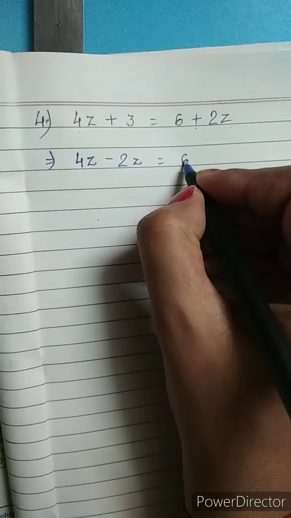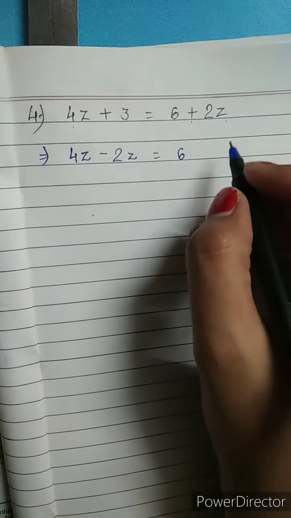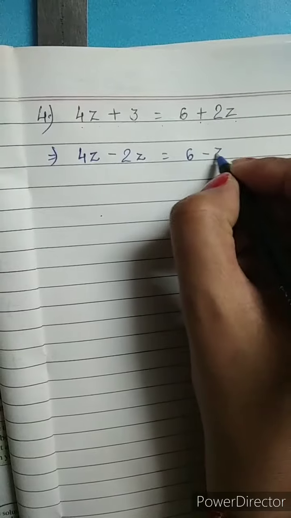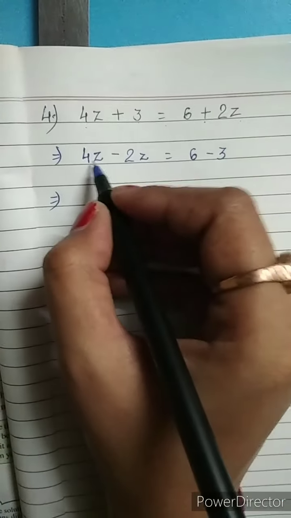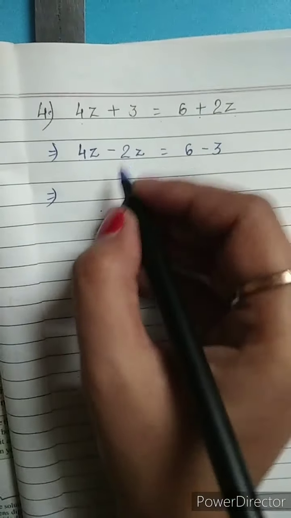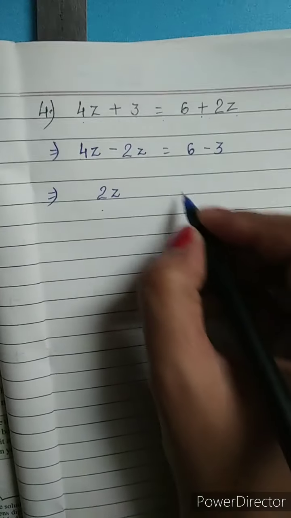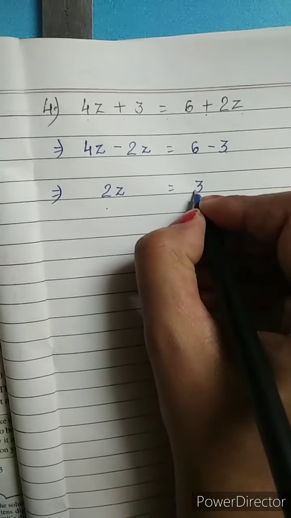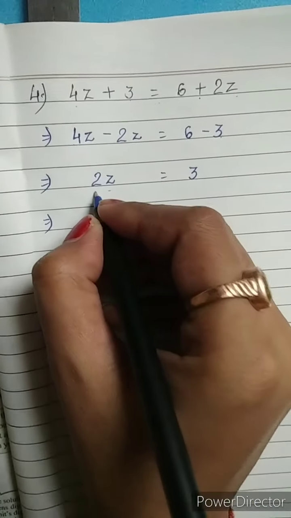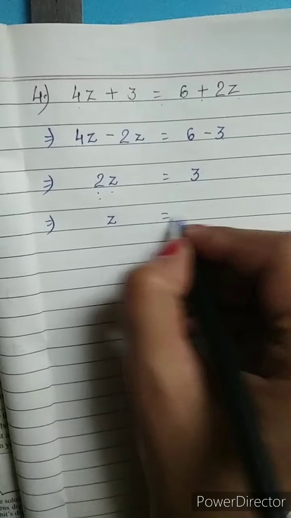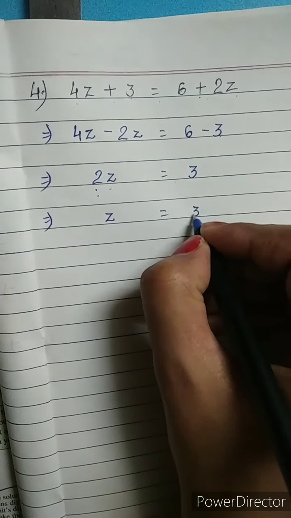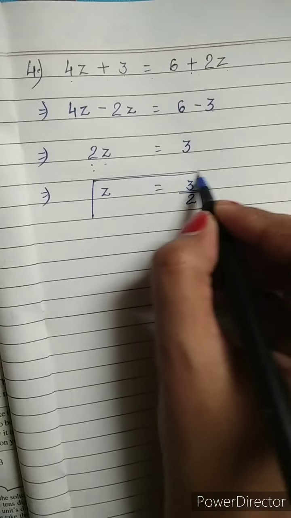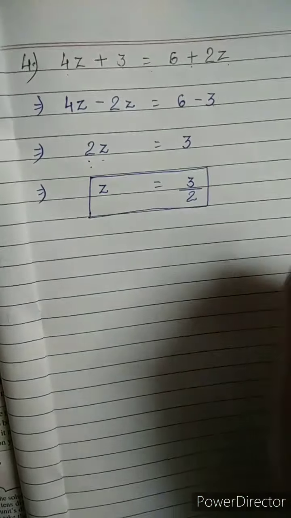Here 6 is already there, so behind it will come the value that is changing, so positive 3 will go in the negative. Okay, then 4 minus 2 is 2, z as it is, equal to 6 minus 3 is 3. Okay, now 2 is in the multiplication, so it will go in the division, in the form of 3 by 2. We will not reduce it to decimal form, we will just leave it as it is.